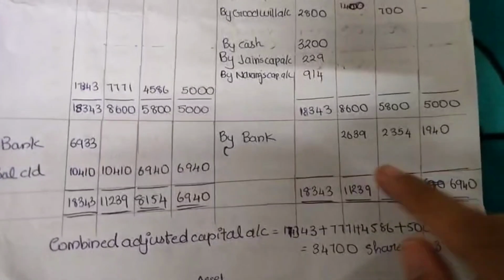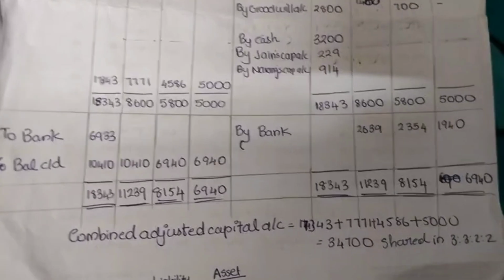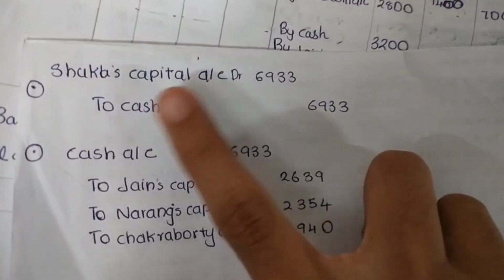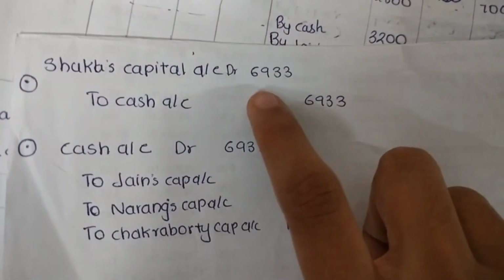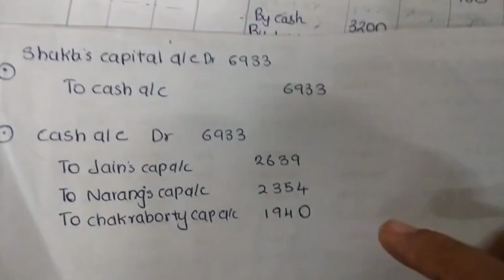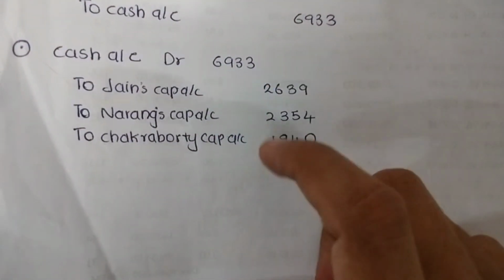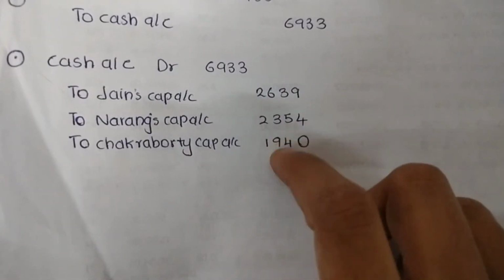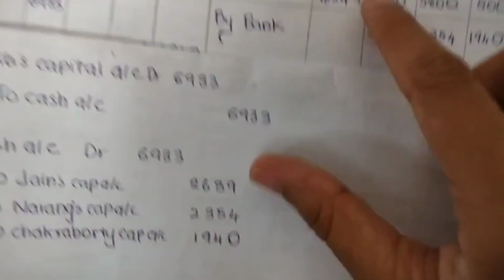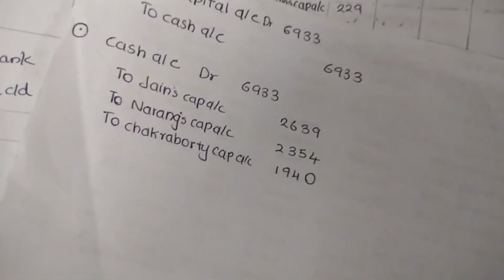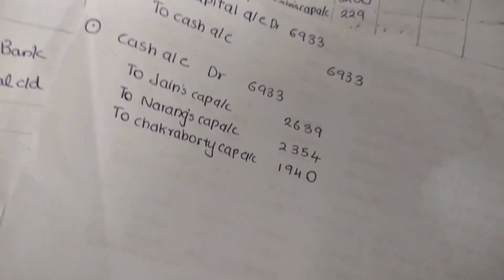Now we have to pass the journal entries for these amounts. That is what I'm going to explain now. S is the only person who should withdraw the amount. So S's capital account debit to cash account, 6,933 to be withdrawn by S. Then these three have to bring money again. So cash account debit, the total of these three, writing the amounts separately, the exact amounts which we got here. So these are the two entries. After this, the question is over. I think this question is easy for you.